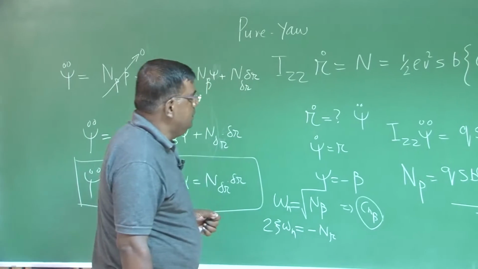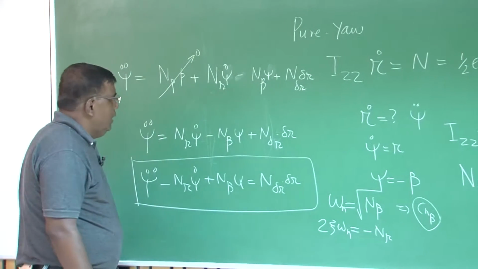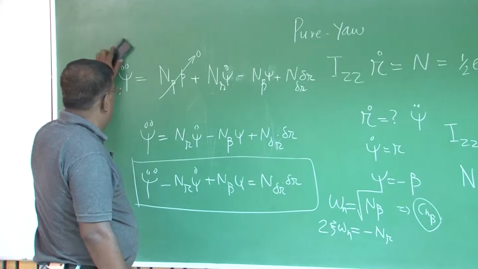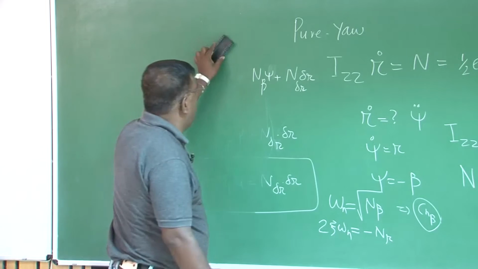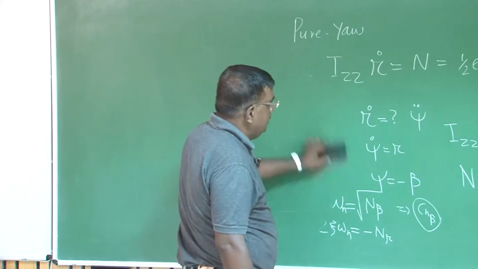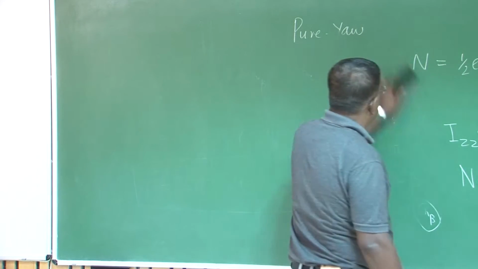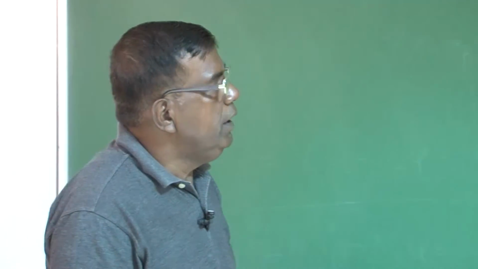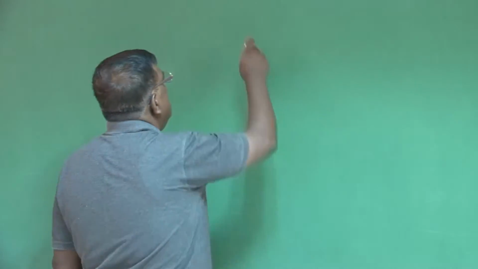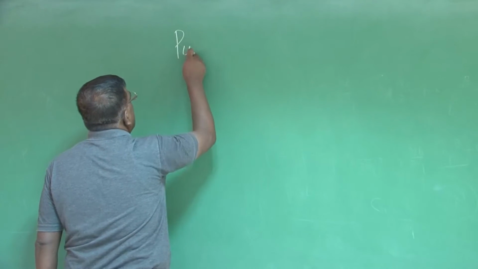Once this is done, then we have to do the pure roll. Let us see what we understand from pure roll and how I can use that information for designing a stability augmentation system. So, let us discuss pure roll.